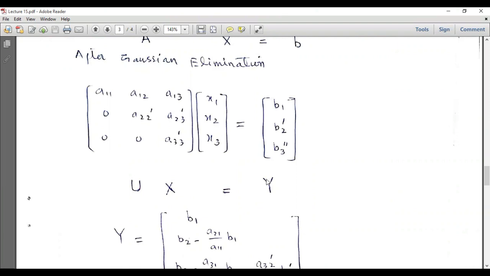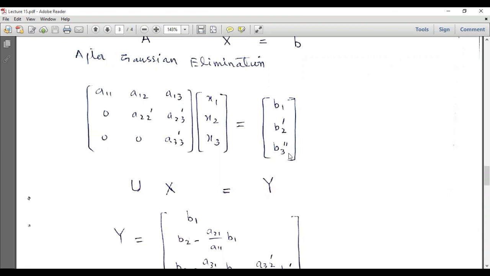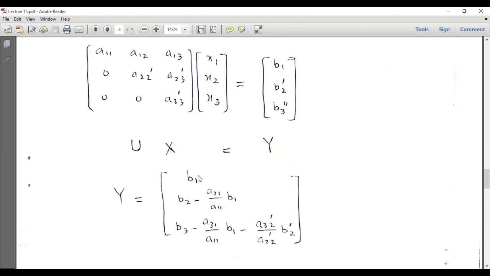So Ux is equal to Y, and we know that Y is equal to this column vector B1, B2 dash, B3 double dash. B2 dash is equal to B2 minus A21 over A11 B1, and B3 double dash can be written as B3 dash minus A32 dash over A22 dash into B2 dash, and B3 dash is equal to B3 minus A31 over A11 into B1. So we have to translate B3 dash to this form, but this form will stay as it is. Why I am doing this, you will know later.